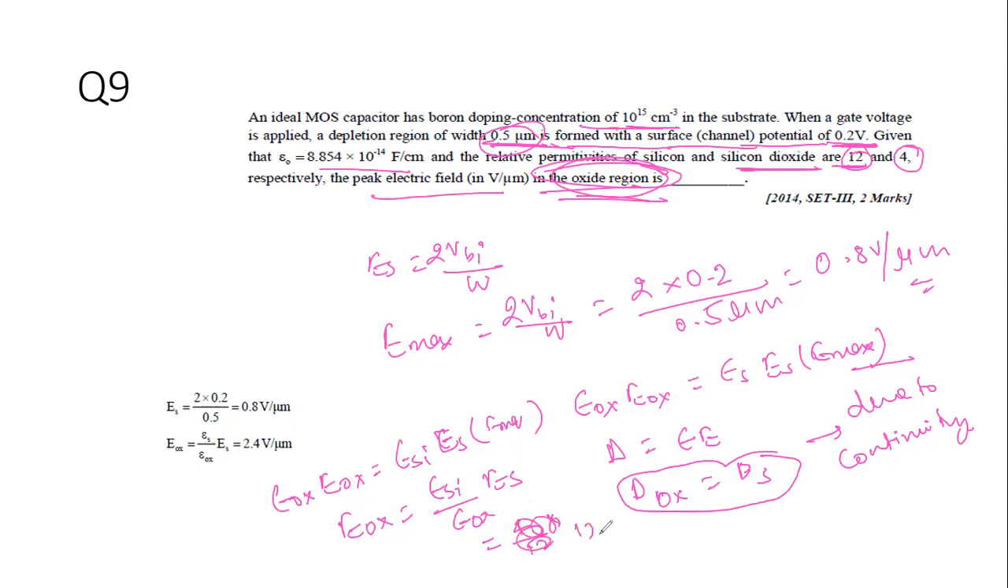This is epsilon upon 4 into 0.8, and this becomes 2.4 volt per micrometer. So the answer is 2.4 volt per micrometer, the right answer. Now come to the next.